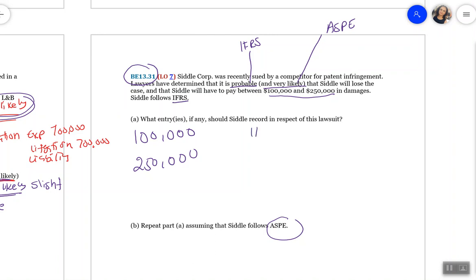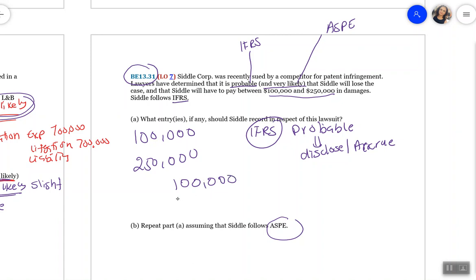So under IFRS, we know it is probable. If it's probable, we know we have to disclose it, and we also have to accrue. We record an accrued liability. So if we are going to accrue it under IFRS, we have to take the lowest amount and the highest amount we could lose.